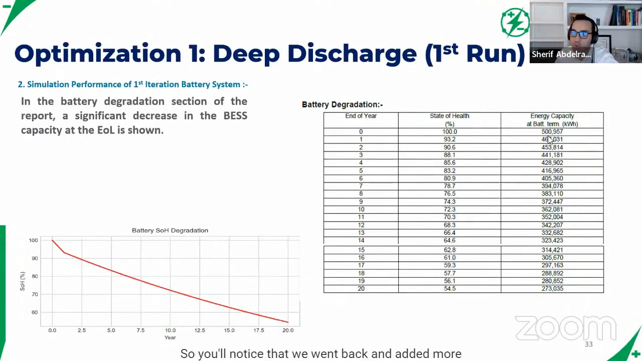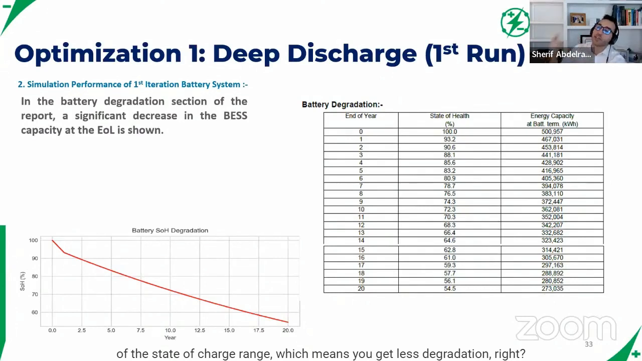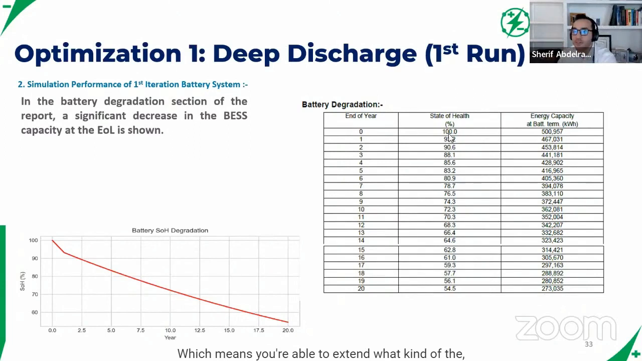You'll notice that we went back and added more battery capacity, not changing the battery profile. When you add more battery capacity, that means you're using less of the state of charge range, which means you get less degradation, which means you're able to extend the state of health further into the future. So long story short, to answer your question, yes, it'll go beyond if you simulate more years. But as a user, you want to recognize when the battery state of health is going beyond the performance guarantee of the OEM.